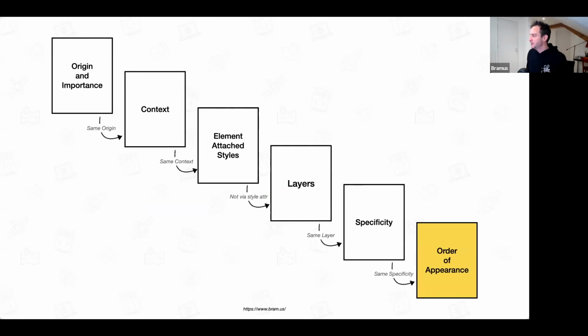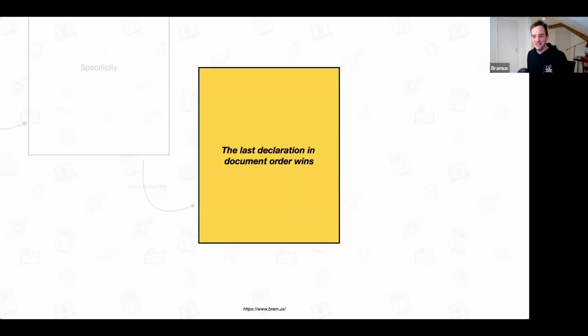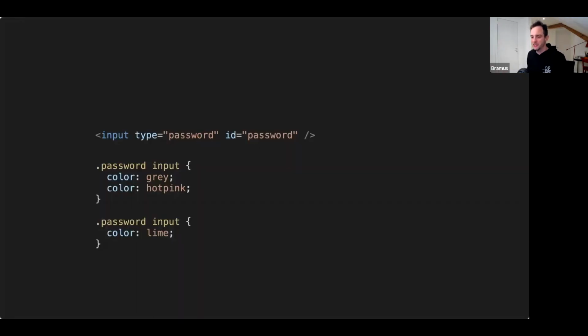The last criterion of the cascade, and it's the easiest one, I swear. Order of appearance, what does it say? Well, the last declaration in document order wins. Most of you will know this one. So if you have several ones here, well, it says all selectors have the same specificity, same layer, same origin. The last one simply wins. So if you look at it from top to bottom, which is the last one? Well, the color line, that's the last one. So that one will win.